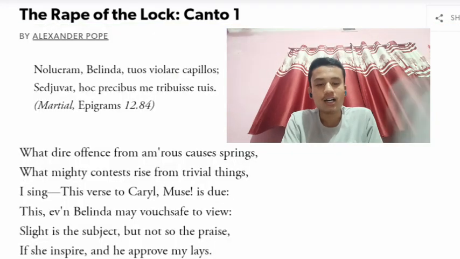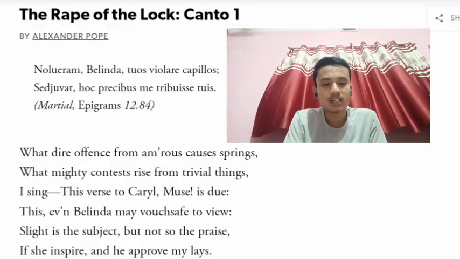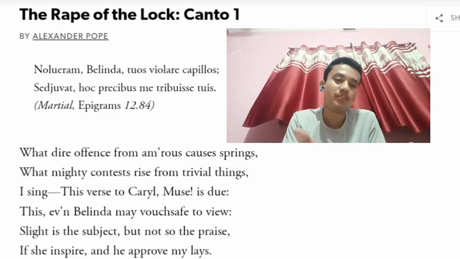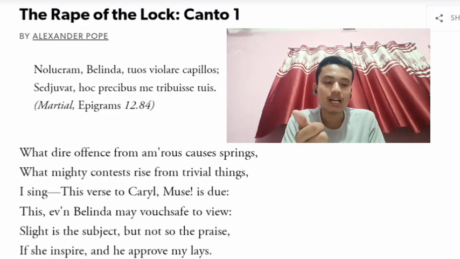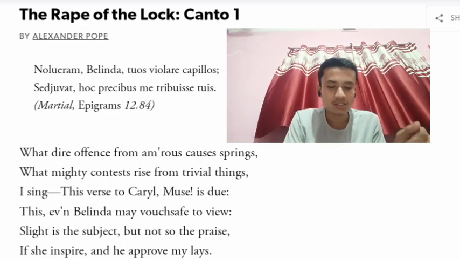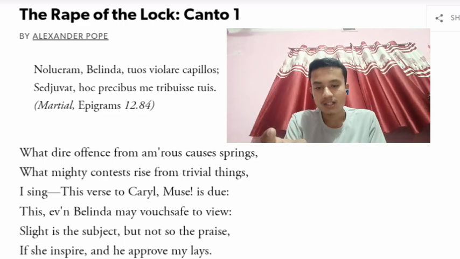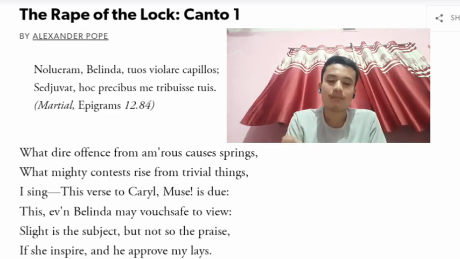Before that, there is a letter. Alexander Pope is writing a letter to Arabella Fermor. I'm not reading this letter. I'm just diving into the poem, the mock epic poem. So, Canto 1.